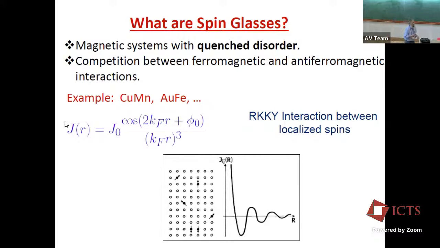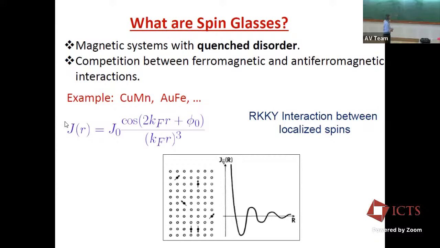So there are conduction electrons in the metal. And the conduction electrons mediate some kind of an interaction between the spins. And the interaction itself falls off as 1/r³ as you go to long distances. But the interesting thing is that the interaction can be both positive and negative, depending on which distance you are looking at, because there is a cosine function here.